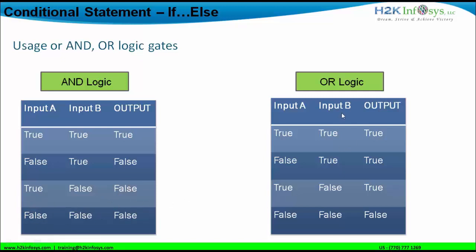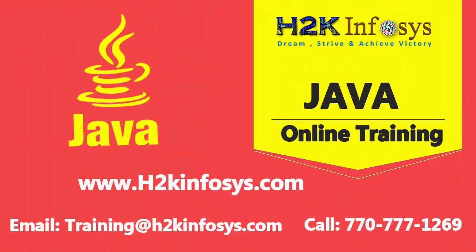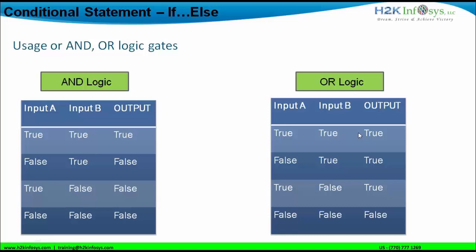Now, if you look at the OR logic table, the output or the result is true if one of the conditions is true. In this particular scenario, this condition is true, this condition is true. That is why the output is true. In this particular example of the OR gate, the condition is false, the condition is true. Still, the result is true.